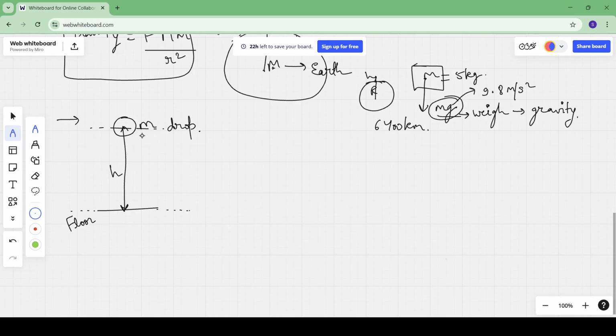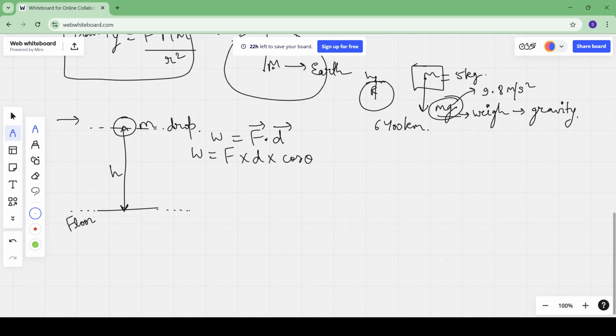Okay, so now I'm going to calculate the work done by this mg. The basic formula for the work is force, displacement, and cos of theta. In its vector form, it is also written as F dot D. F is the force which is acting on the object, D is the displacement of the object, and theta is the angle between the force and the displacement.